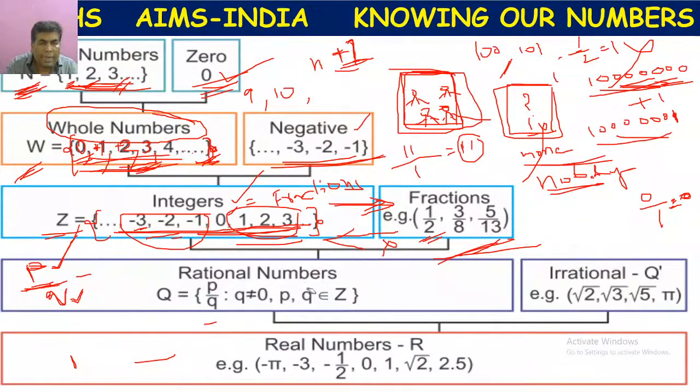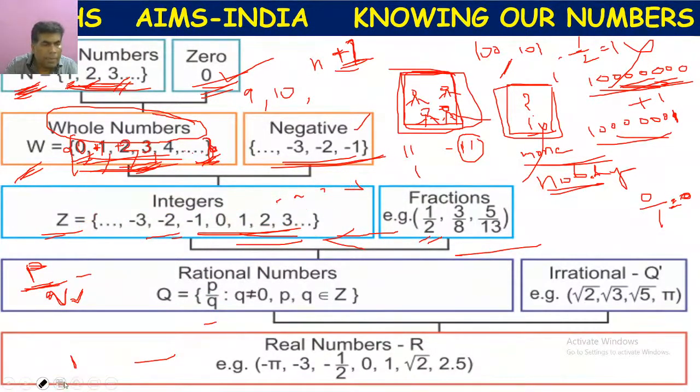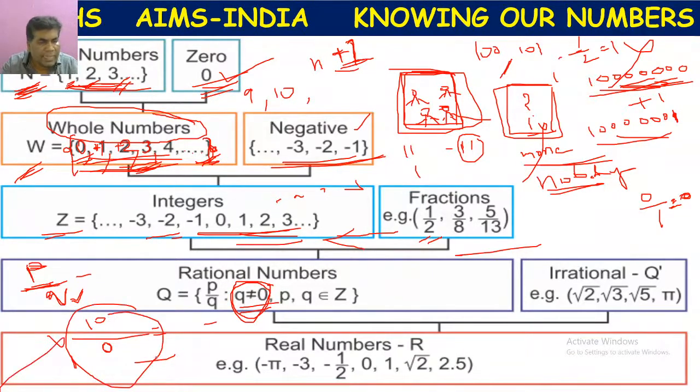But here one condition is very important. What is the condition? Q should never be equal to 0. Here Q is the denominator. In the denominator place there should be no 0, because we cannot divide any number by 0. This value does not exist.